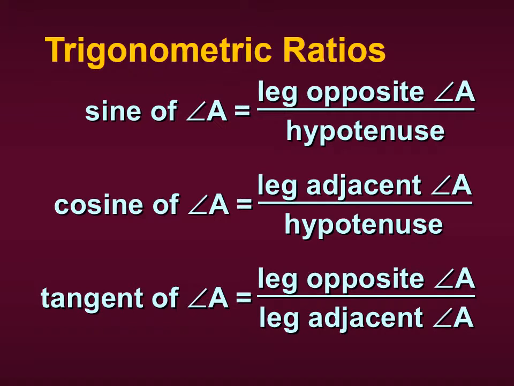Cosine is a different ratio. Cosine is going to be the adjacent leg over the hypotenuse. And then we have tangent, which is the leg opposite of the angle over the leg adjacent to the angle.